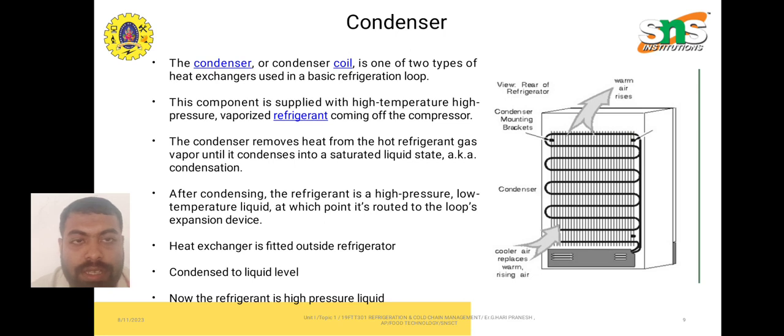Second, the condenser. The condenser or cooling coil is one of the 2 types of heat exchangers used in the basic refrigeration loop. As you can see in the picture, the cold air replaces warm air by rising through the condenser and warm air rises. The component is supplied with a high temperature, high pressure vaporized refrigerant coming off the compressor. The condenser removes heat from the hot refrigerant gas until it condenses into a saturated liquid state. After condensing, the refrigerant is a high pressure, low temperature liquid, at which point it is routed to the loop's expansion device. In this, the heat exchanger is fitted outside the refrigerator and it is condensed to liquid.